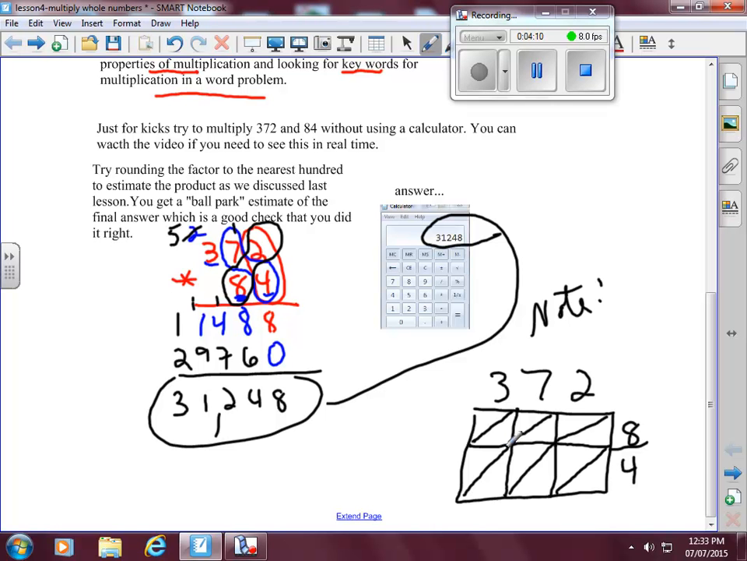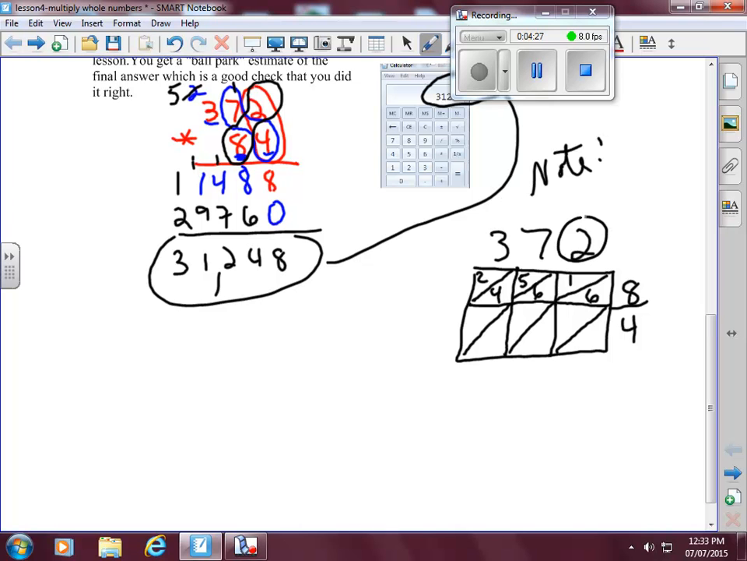And then what they're doing is they're saying, okay, 2 times 8 is 16. Record that. 7 times 8 is 56. Record that. 3 times 8 is 24. Record. And then like 2 times this here, 4 is 8, so we'll put 08 like that. 7 times 4 is 28, so we'll put 28. And 3 times 4 is 12, so we'll put 12.